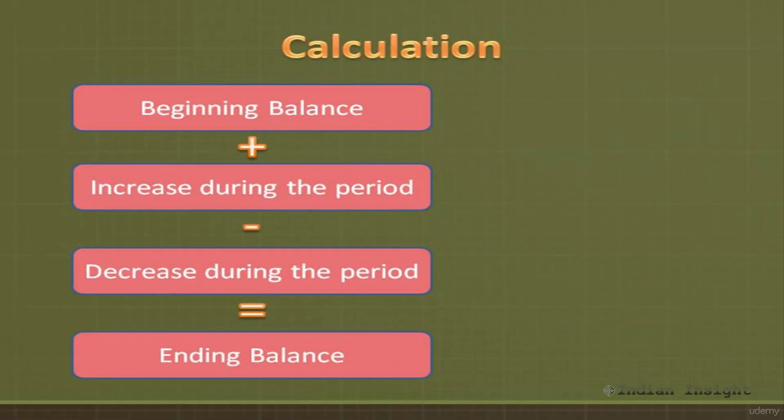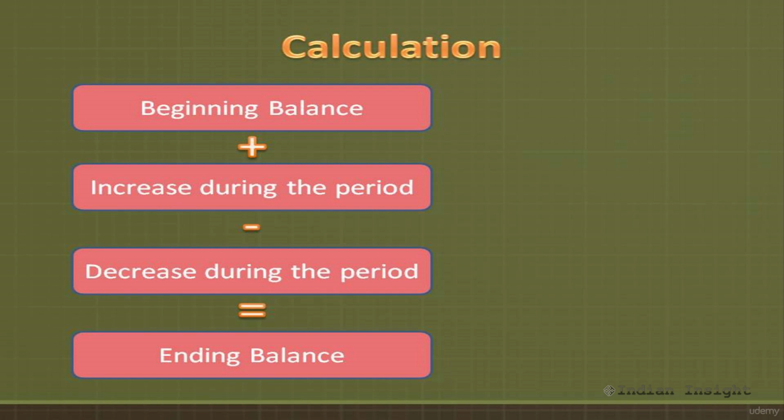Now for each component, the statement of changes in equity presents the beginning balance. It also presents any increase during the period or any decrease during the period, and ultimately after summing it up, it also presents the ending balance.